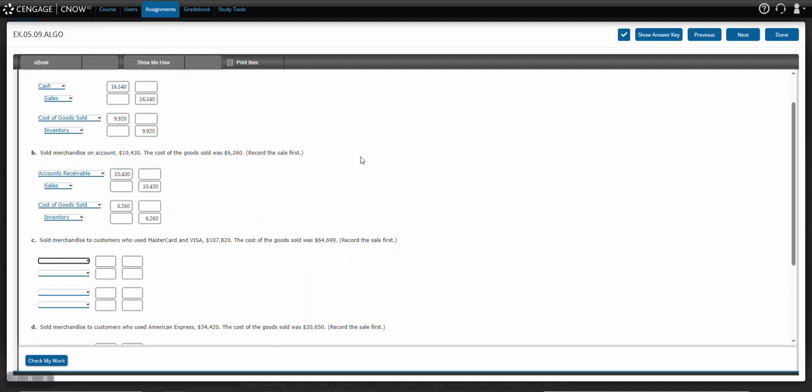In C, it says we sold merchandise to customers who used MasterCard and Visas of $107,820, and the cost of goods sold was $64,690. Anytime we make a sale and the customer uses any type of credit card, it is considered cash to our business. So when they swipe that MasterCard or that Visa, they're going to owe MasterCard or Visa, but MasterCard or Visa is paying our company that cash immediately. So that's a cash transaction for us.